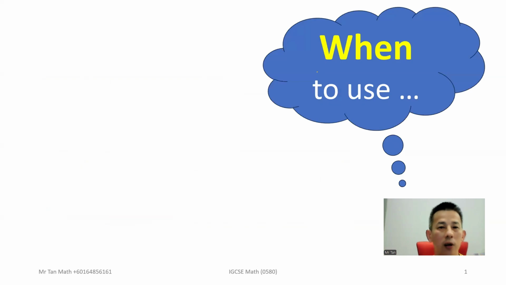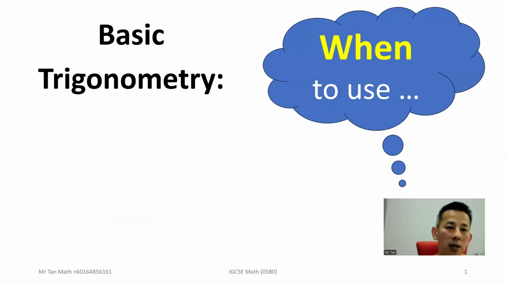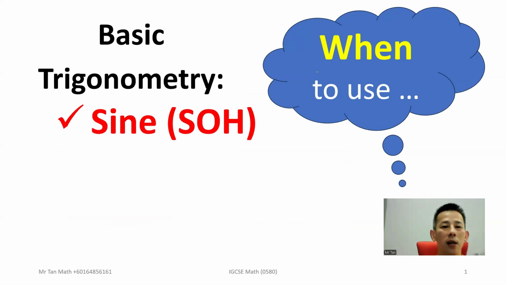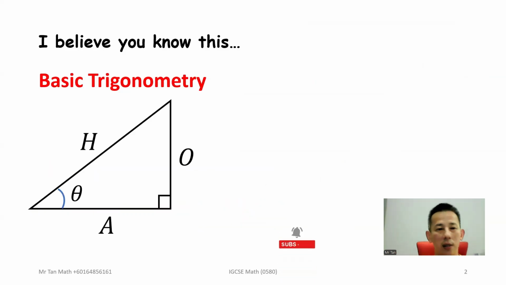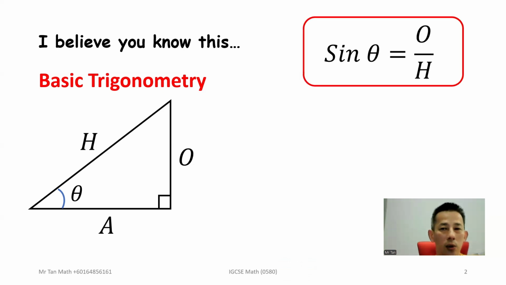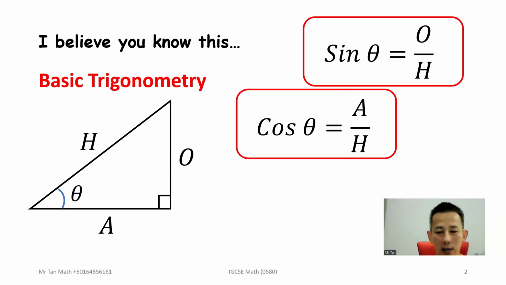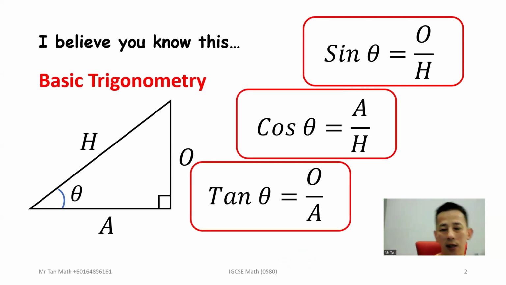Hi, in this video, I'm going to share with you how to use the basic trigonometry, the sine, cos, and tangent. I believe you know this, the basic trigonometry, where sine theta is equal to opposite over hypotenuse, cos is adjacent over hypotenuse, and tangent is opposite over adjacent.